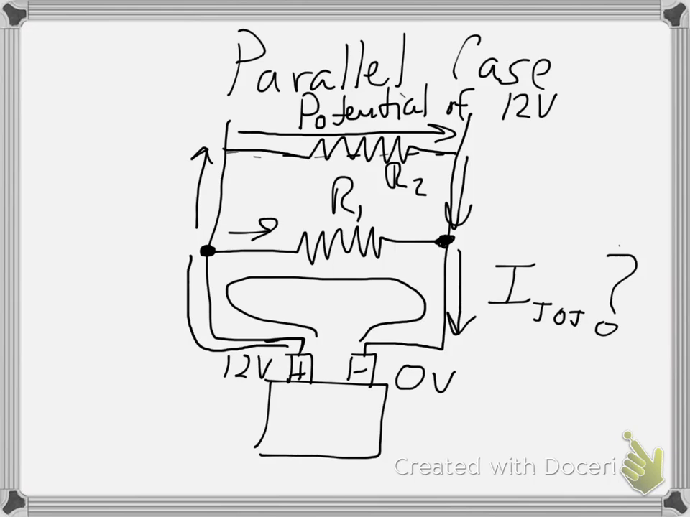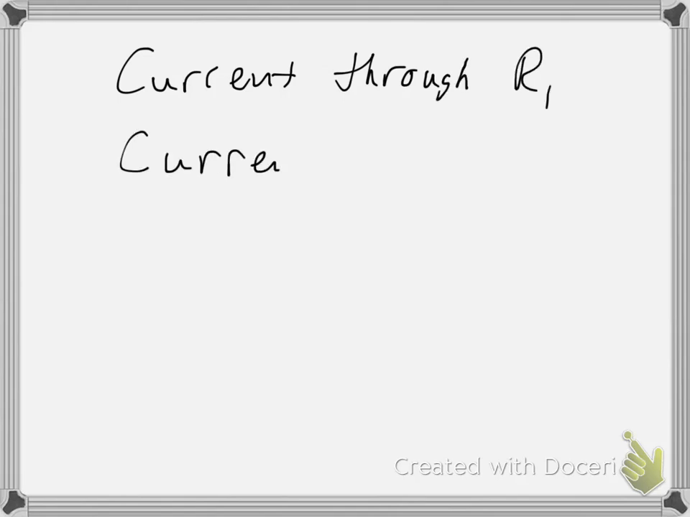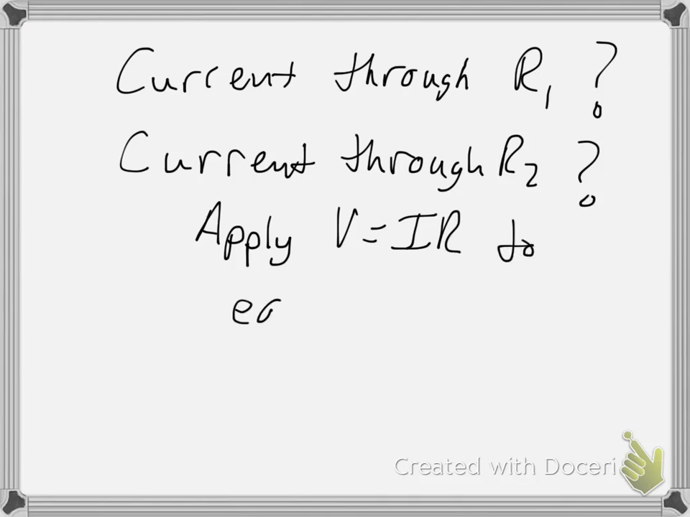Well, we can get a sense of what's going on here. How much current goes through R1? So the real question here is the current through R1 and the current through R2. These are the questions. Well, again, apply Ohm's law to each individual circuit element, to each resistor.